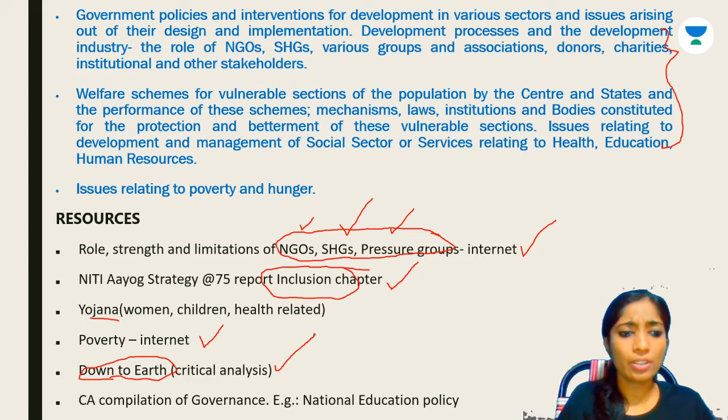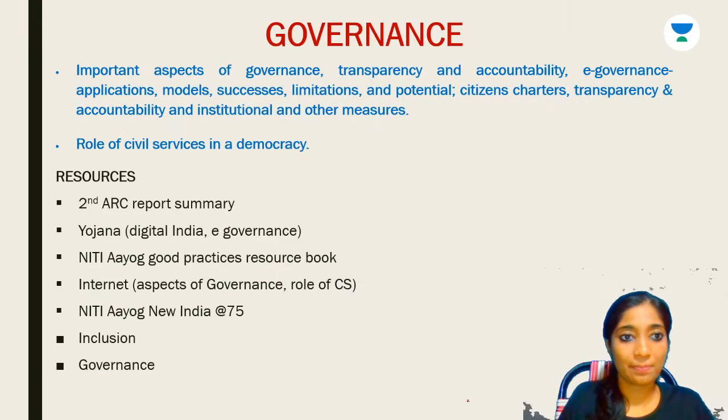It is really good, especially for critical analysis and solutions for various schemes. Like if they have some limitations, what are the solutions to overcome the limitations of such policies, so that you can go through this magazine, Down to Earth. And then again comes the current affairs compilation of governance. All this current affairs related material, one example being the National Education Policy, you can refer from that.